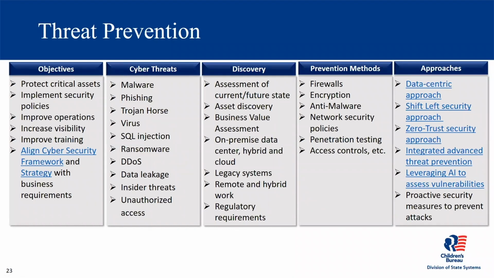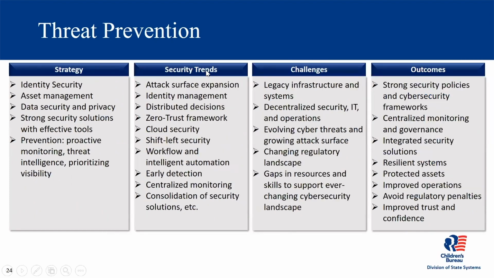Although there is no one-size-fits-all prevention method, agencies do employ a range of methods, including firewalls, encryption, anti-malware, access controls, or network security policies, and so on. Today, we will talk about a few approaches that assist the organization in determining what will work best for them. Some of them are data-centric approach, shift-left security or security by design model, zero trust security, and integrated advanced threat prevention, leveraging artificial intelligence to assess vulnerabilities. And these are all part of proactive security measures to prevent attacks. Next slide, please. Let's take a look at some of the strategies that could help finalize these approaches.